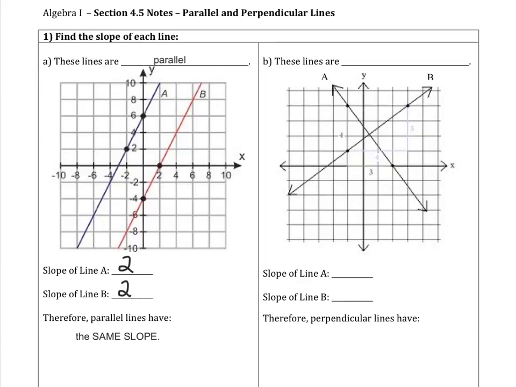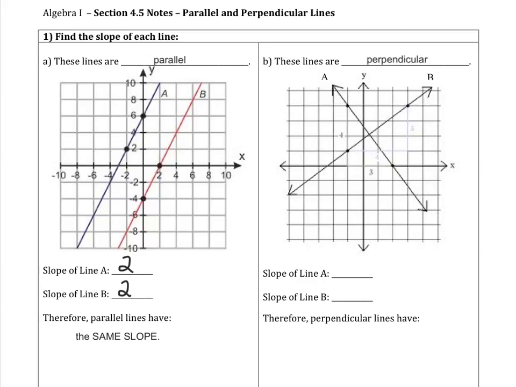Next, let's do part B. These lines appear to be perpendicular, meaning that when they intersect each other, they form right angles in all 4 angles that are formed. And just like before, we're going to now find the slope of line A and the slope of line B. The points are already picked out for us, so it's just going to be a matter of counting rise over run.